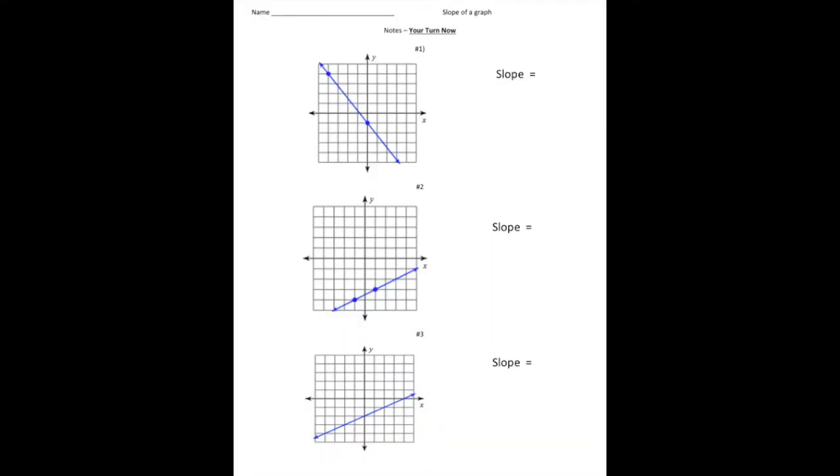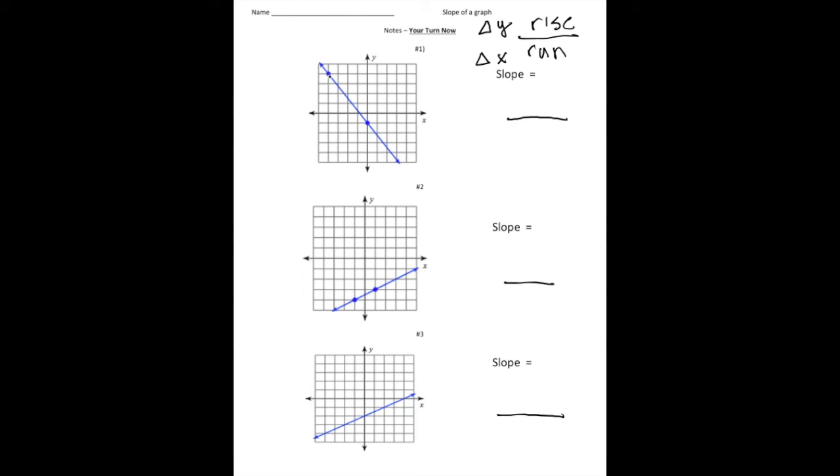Hey everybody, welcome back. All right, let's see how you did with these practice problems. Again, just a reminder, the slope is the ratio of the rise over the run. Remember, the rise is the change in the y value, and the run is the change in the x values. So for this first one, I'm going to draw the fraction bars here for actually all three.